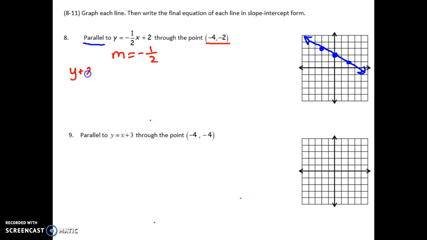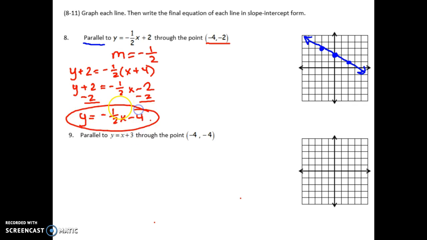So y plus 2 is equal to negative 1/2 times x plus 4. And I'm going to distribute: y plus 2 is equal to negative 1/2 x minus 2. And then I'm going to subtract 2 from both sides, and I end up with y is equal to negative 1/2 x minus 4. Okay, so there's the second equation.